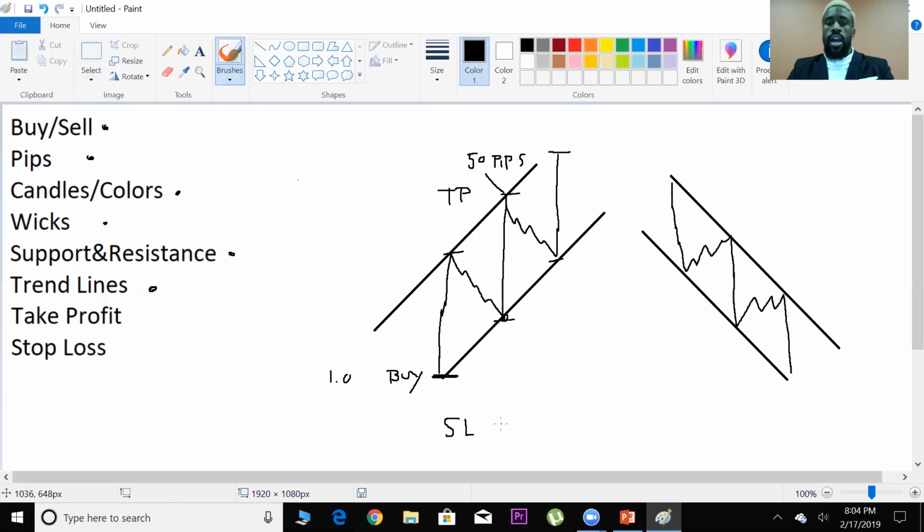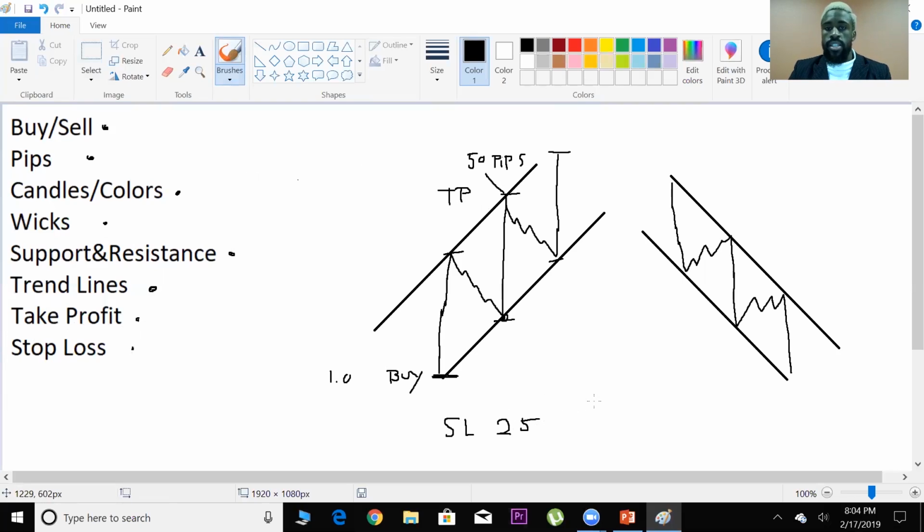My rule is I will always go 25 pips on the minus side from what I put in, and 50 pips on the plus side. So 50 pips is what I want to earn, and 25 pips is what I'm willing to lose on that specific trade. So that is a take profit and a stop loss.